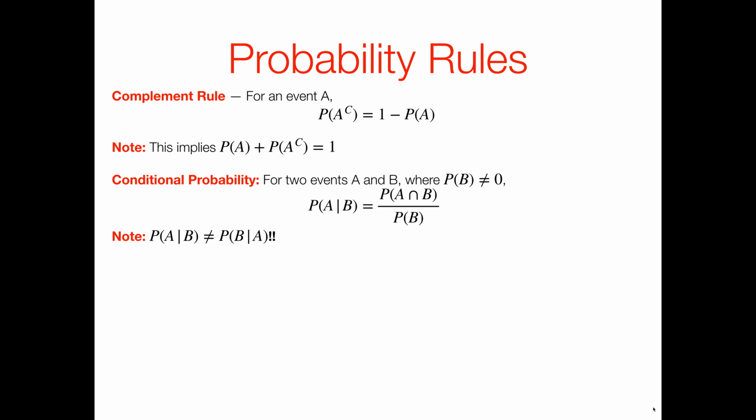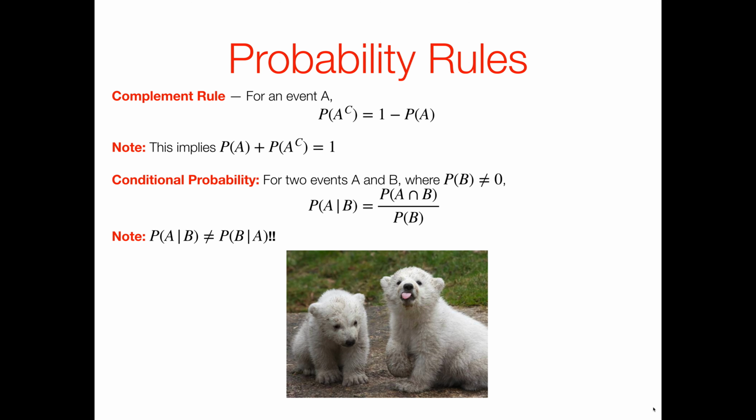That's a really common misconception, but I've got a cute example here with some cute baby polar bears to help us remember. A fun trivia fact is that a lot of polar bears are twins. That means the probability of being a twin, given that you're a polar bear, is very high. But there are plenty of twins who aren't polar bears. You might be a twin, and you are not a polar bear. So the probability of being a polar bear, given that you're a twin, is very low. Clearly, if one of those is very high and one is very low, those are not the same probability.